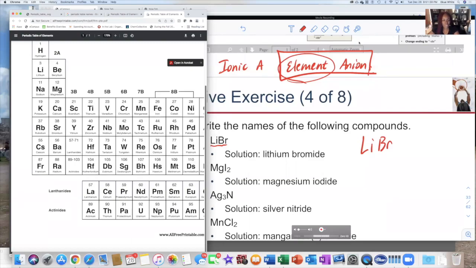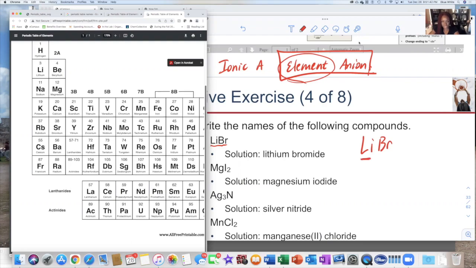Okay, so I'm going to start naming the first compound. You want to look for the symbol on the periodic table that has Li, and Li is right here. So you write the element name as is, and this would be lithium. And then look for the symbol Br on the periodic table.